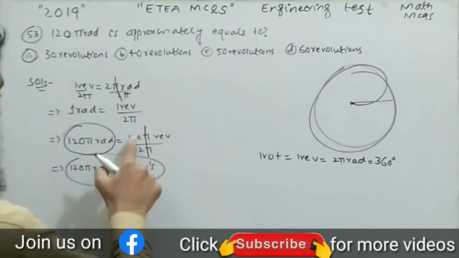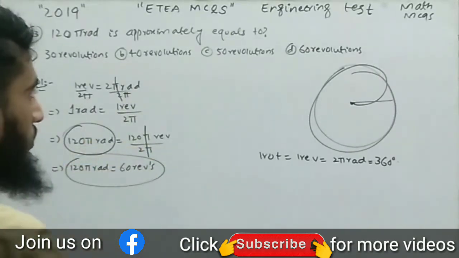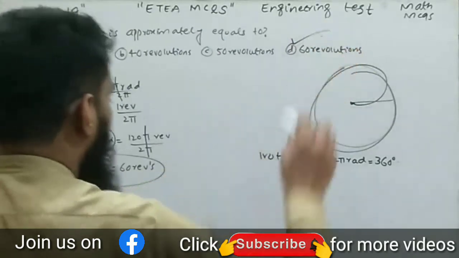Pi cancels out with pi. 120 by 2 gives us 60 revolutions. It means that 125 radian is actually equal to 60 revolutions. So the correct option for this MCQ is option number D.